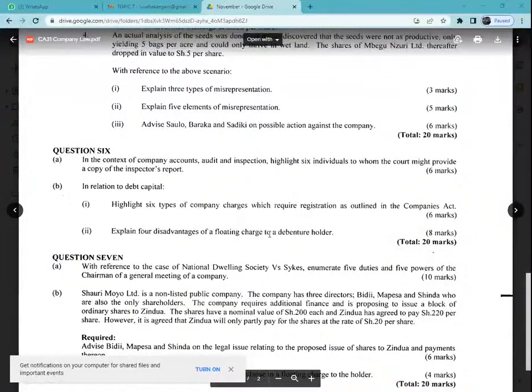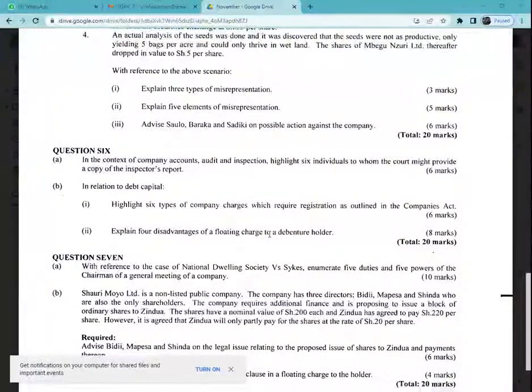So you can have Lucy Maina. Lucy Maina, you can read for us question number 7A. Lucy Maina, are you there? Okay, let's have Johnson. I can see Johnson. Johnson, you can read for us question number 7A. Johnson, are you there? Johnson? It's from November 2018. Is Johnson there?